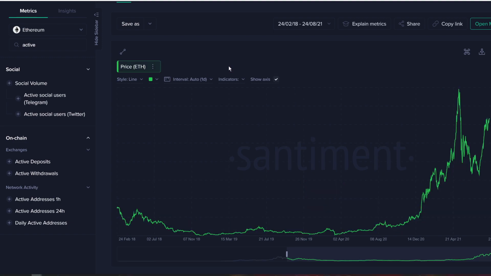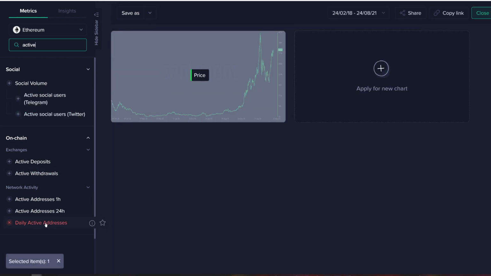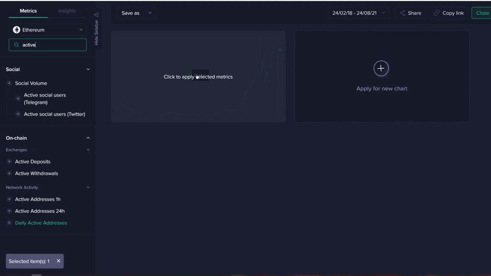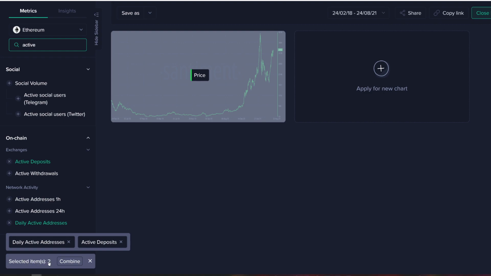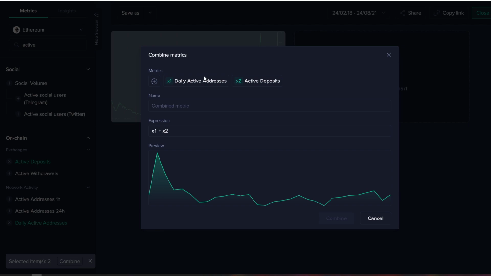I'm going to close that out for now, and I'm going to go to active addresses. I'm not going to apply it just yet. I'm instead going to click on active deposits and see how they're now both of them together here. I'm going to click combine, and I've got X1 representing daily active addresses and X2 representing active deposits. Instead of adding them together, I'm going to divide.